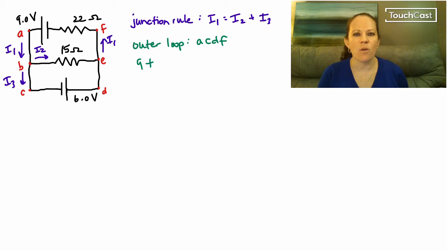Then we get to our 6-volt battery. That's going to be another potential rise. So I'm going to add 6. And there were only the 2 batteries, so I have no more potential rises in this loop. And then we'll continue on.